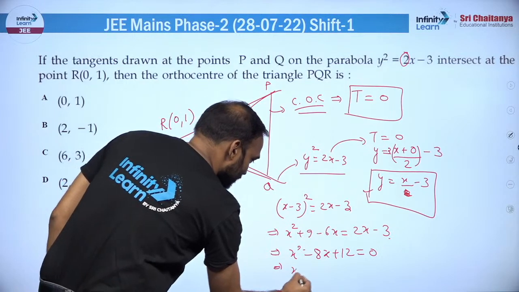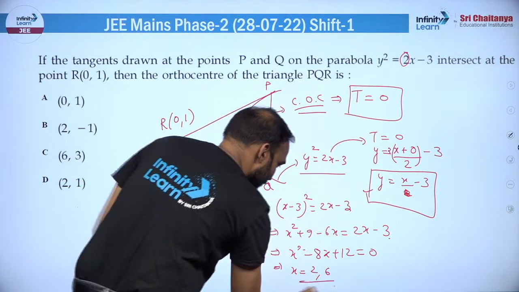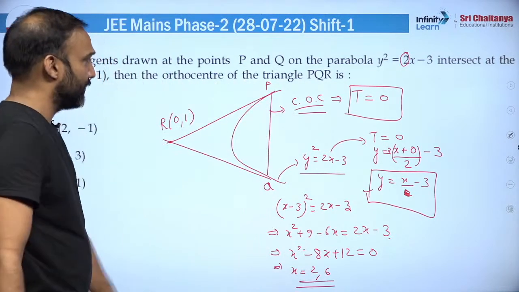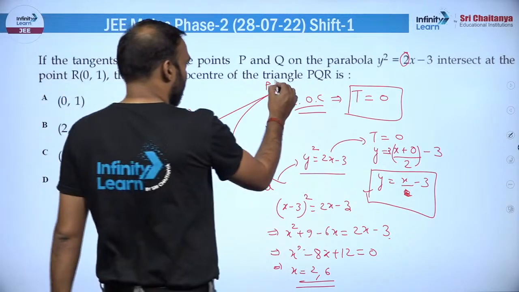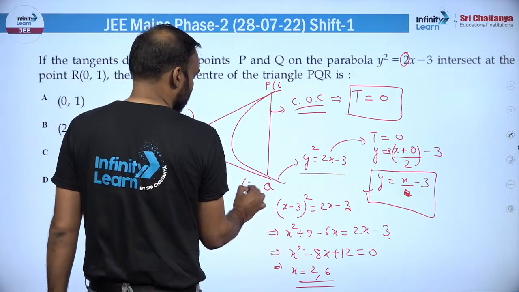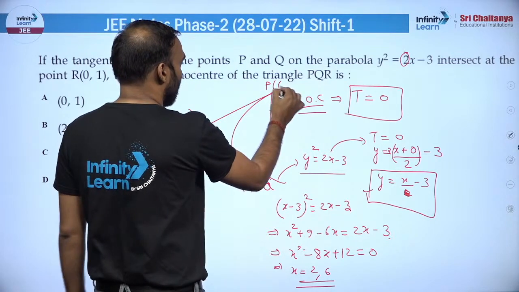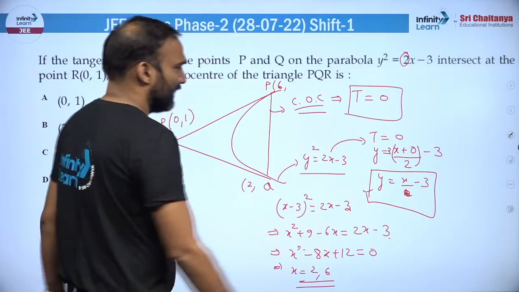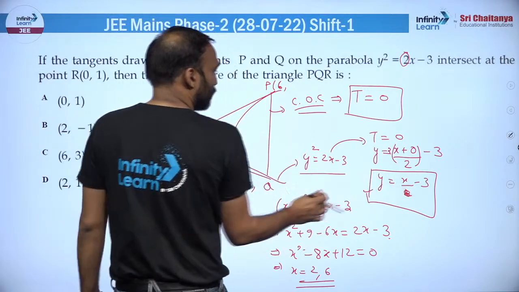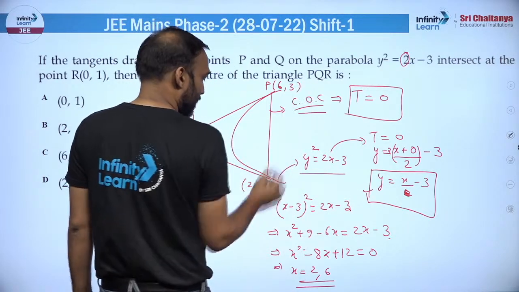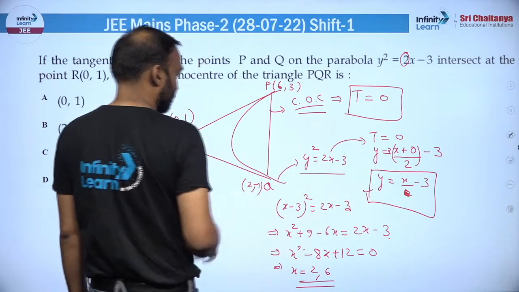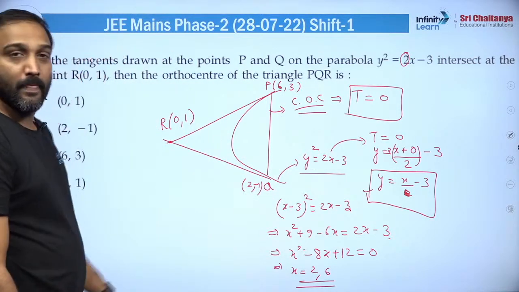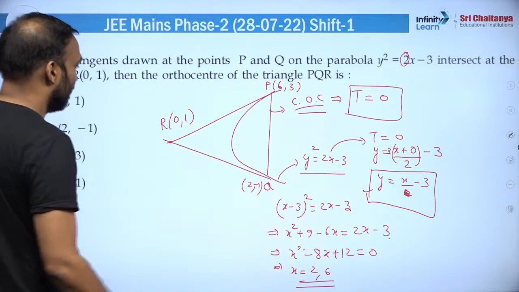So I'll get x is equal to 2 and 6. Right, so these are the two values that we got. So x is known. So I know this is 6, this is 2. How do I find the y? You can put this value of x in the parabola or in the equation. So if I put in the equation, linear equation, right, it is easy to solve. 6 minus 3 is 3 and 2 minus 3 is minus 1. Right. So now I got all the 3 vertices.